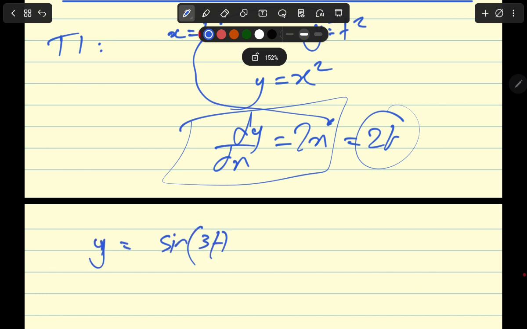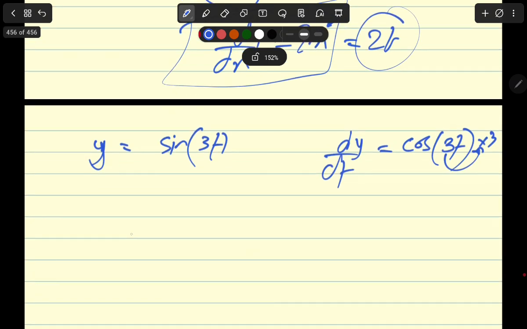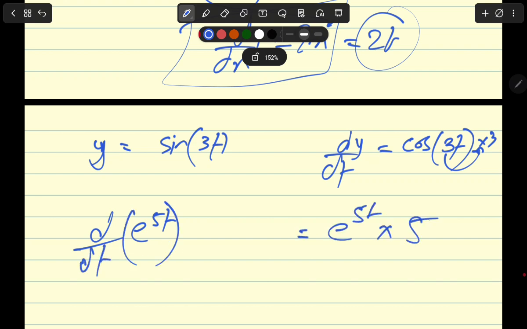The second trap: they forget to apply the chain rule when they are differentiating sine t. Let's say y is equal to sine of 3t, they will put dy by dt is equal to cos 3t. Now this is wrong because you have to apply the chain rule and multiply by the derivative of the argument, of the inner function, right? And similar is the case when they are differentiating e to the power of 5t, and they will just rewrite it as e to the power of 5t without multiplying it by 5. When they don't do it, they lose marks.